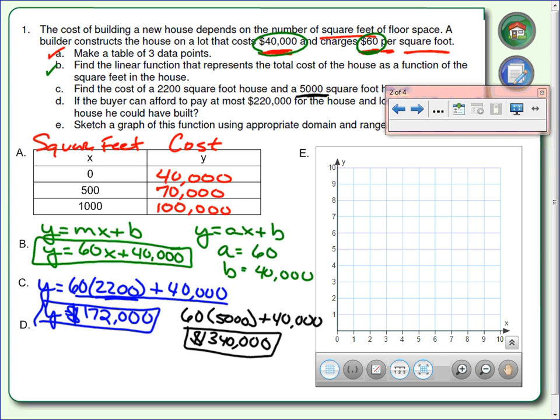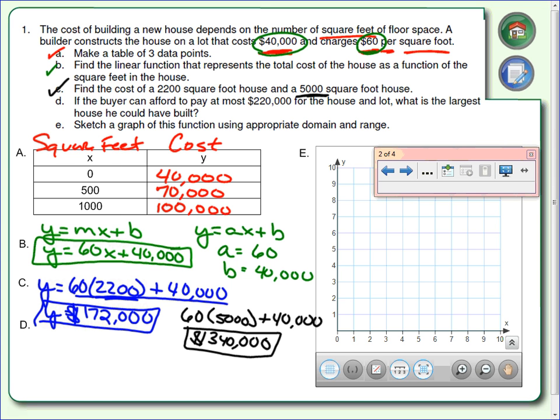All right, so we've just completed part C. Now let's go to part D. Part D says if the buyer can afford to pay at most $220,000 for a home, including the lot, what is the largest house that he could build? So what's the biggest house this guy can build?